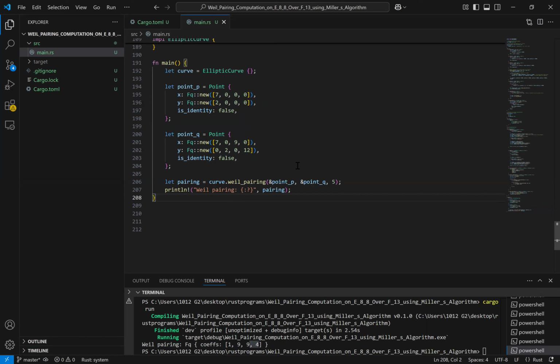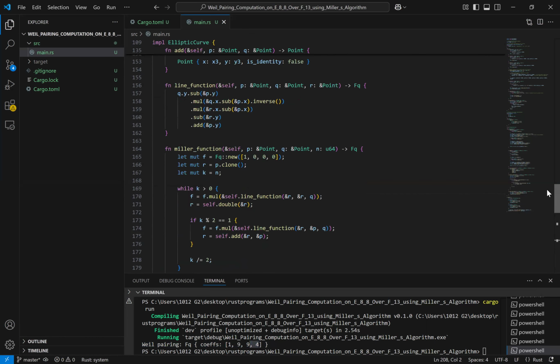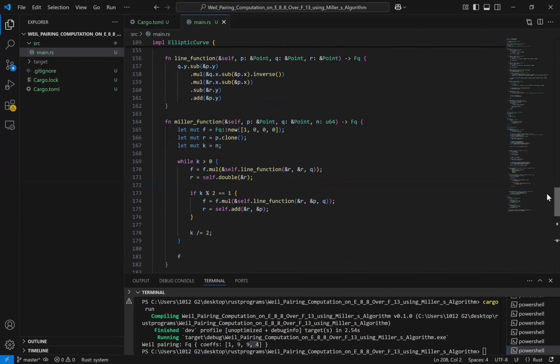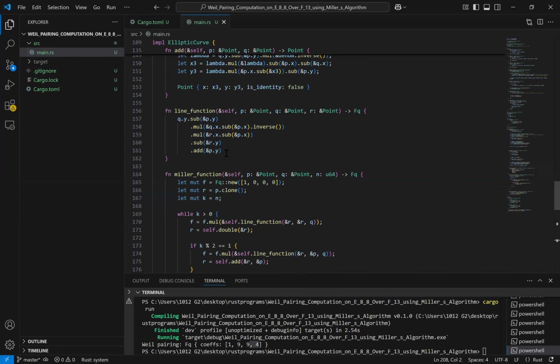Okay, thank you. I just wanted to emphasize how to write code, especially the inverses and so on. We have this part for finding a line function and so on. So I think we should stop there.